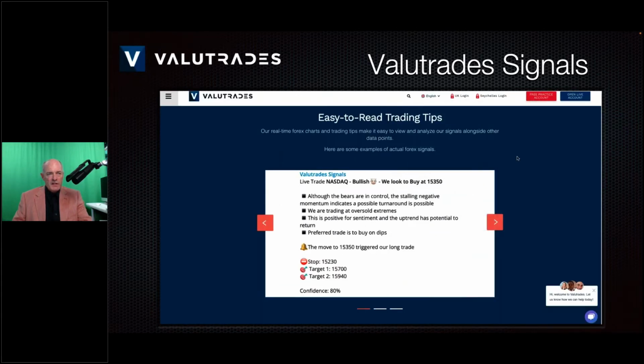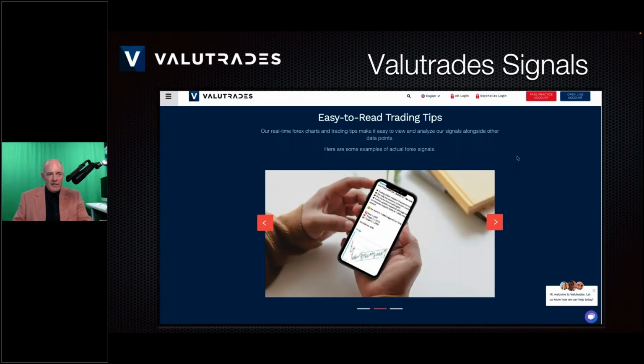Okay, here's a signal here, a live trade on the NASDAQ. It gives you the rationale, it gives you the stop loss, it gives you the profit target, and it gives you the confidence that the analysts or the systems have in this particular signal. And as I said, you can also get it on your mobile, so you don't have to be sitting in front of your desktop to get these signals.